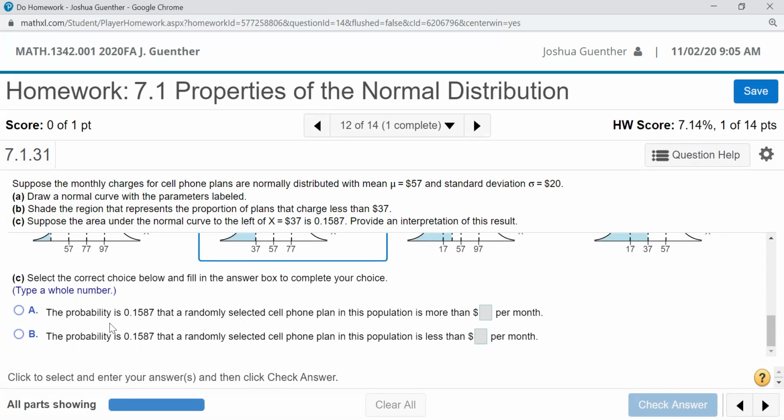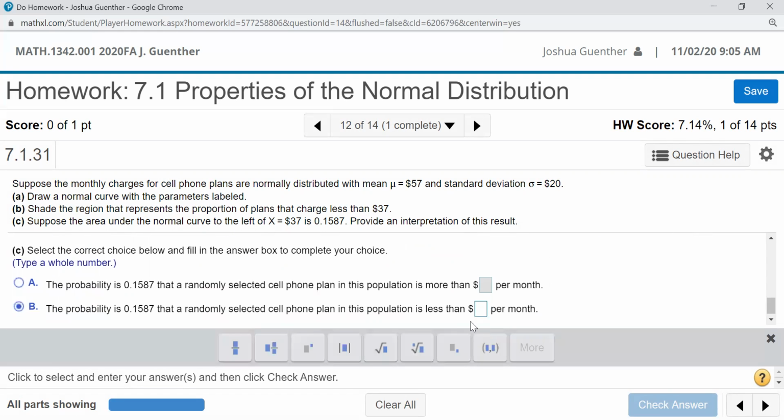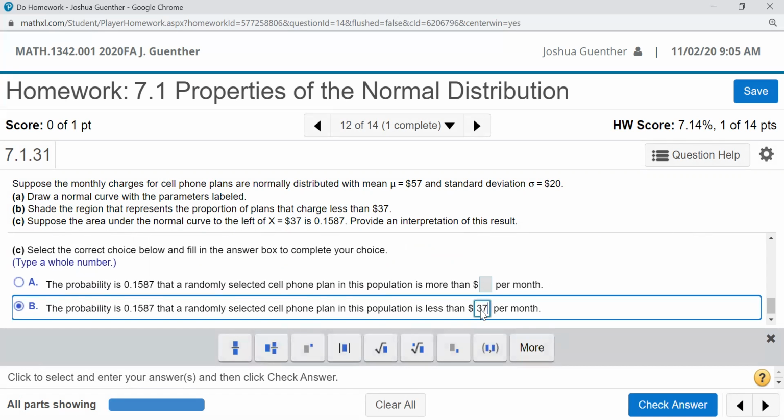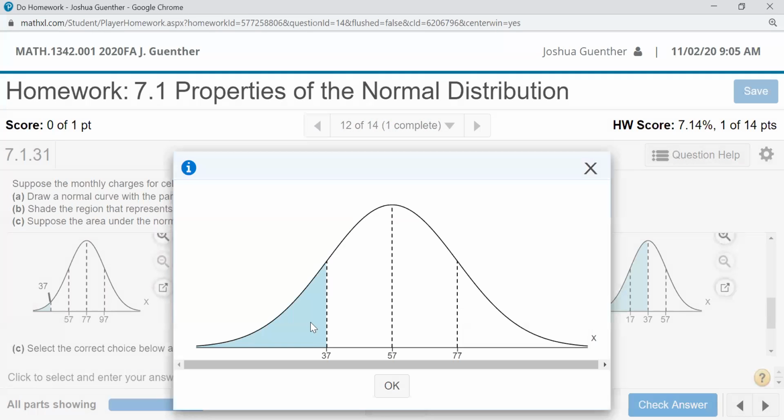So one of the possible things that we can read about that, we'll have to read it carefully. The probability is 0.1587 that a randomly selected cell phone plan in this population will cost less than $37 per month. And then we use less than because we're shading the area to the left of 37, underneath 37, in other words.